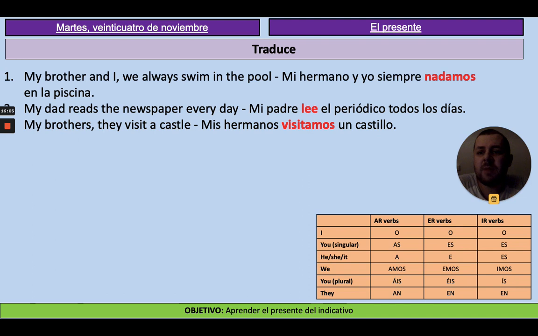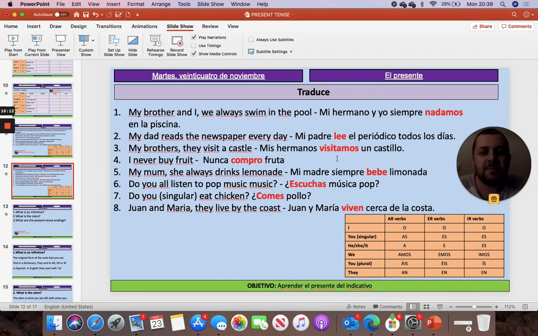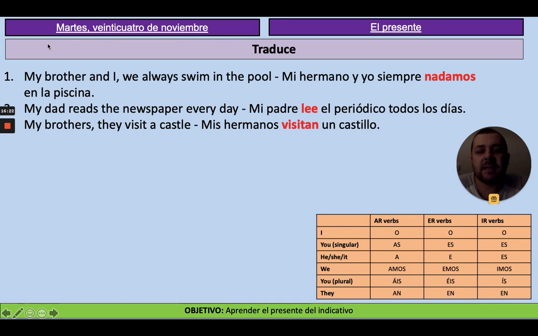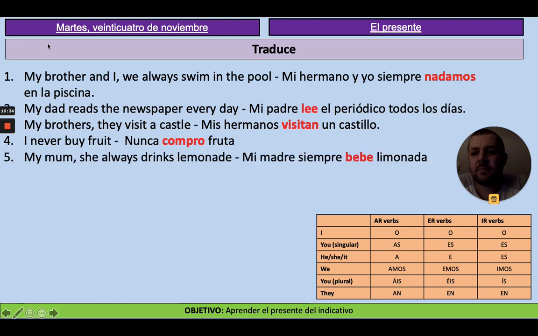Number 3, my brothers, they visit a castle. Mis hermanos visitan un castillo. So there's a mistake there that I'll just change. Visitan un castillo, because the verb was visitar and it's they visit, so we removed the AR and added AN because it's they. I never buy fruit. Nunca compro fruta. My mom, she always drinks lemonade. Mi madre siempre bebe limonada.